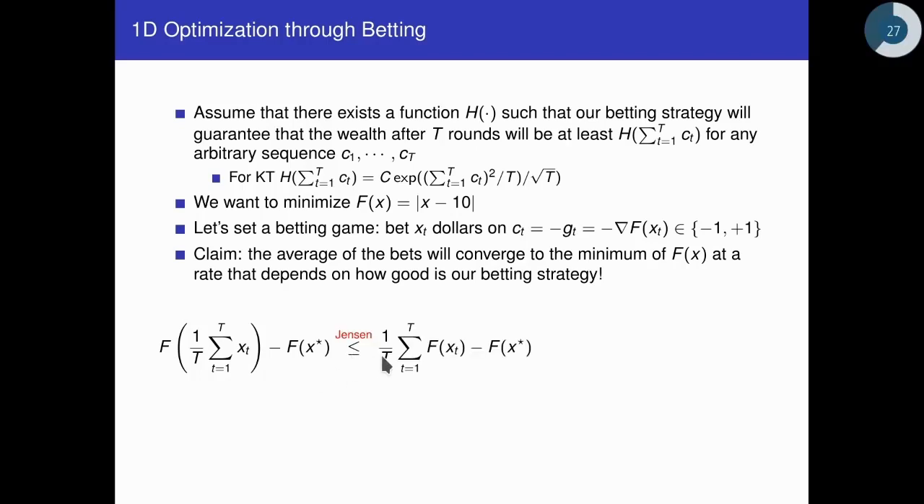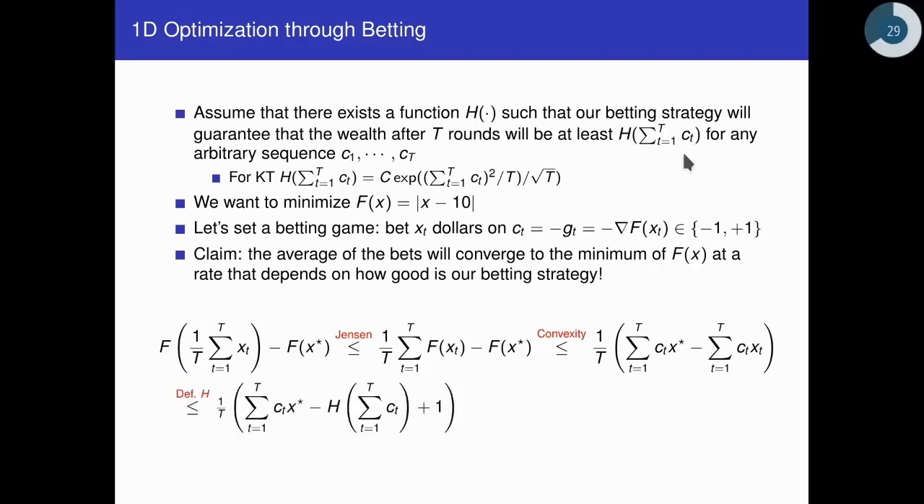So first, Jensen inequality, because this is a convex function. Then again, convexity, definition of gradients, and the definition of the coin. Now, look at this quantity here. X of t is the point that we query, but it's also the gradient. It's also the amount of money that we bet. Ct is the coin. So the sum of Ctxt is how much money we won or lost throughout the entire game. So this means that this quantity here is lower bounded by this function h. So we lower bound it by the function h and the initial dollar.